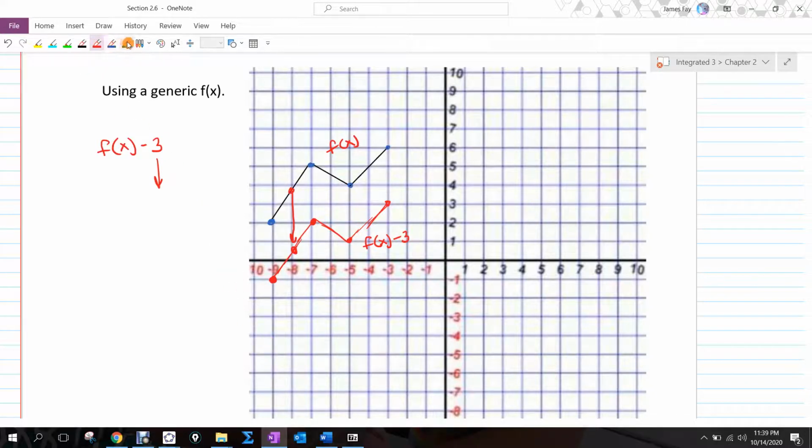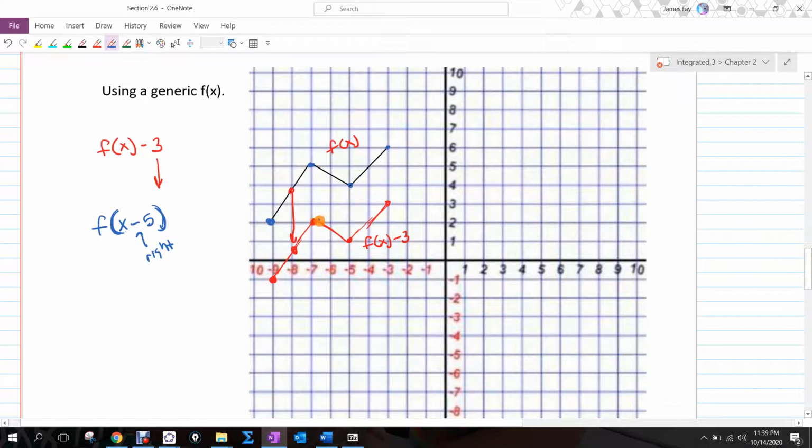Now let's do f of x minus 5. And they ask you, what does that look like? Well, now I'm subtracting from the x before I do anything. It's that associative property with the x. So that tells me I'm moving left and right. And because that's minus, that tells me I'm going to move to the right. So I'm going to take every one of these points and move it 5 units to the right.